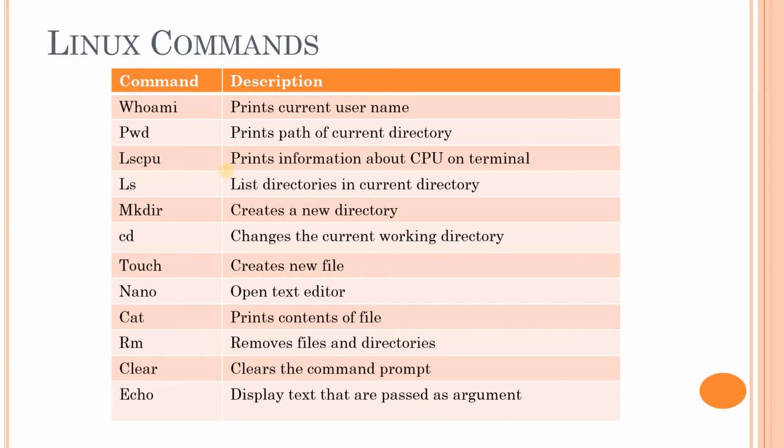cd, for changing the directory. touch, it is used for creating a file. nano, it is going to open a text editor. cat, it is going to print the contents of the file. rm, it is going to remove files and directories. clear, it is going to clear the complete terminal and give us only the prompt. echo, if we want to display some message on the terminal, we can use the echo command. Students, all these commands will be taken in the practical class.